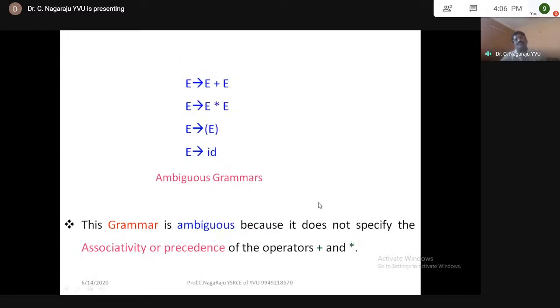For example, I already explained that this grammar is ambiguous for the given input id plus id into id. We can solve that using left derivation and right derivation. The grammar is ambiguous because it does not specify the associativity and precedence of the operators. In one tree we are evaluating the plus first, and in another tree we are evaluating the star first, but there is no precedence. That is where the ambiguity is. So how do we avoid this ambiguity?